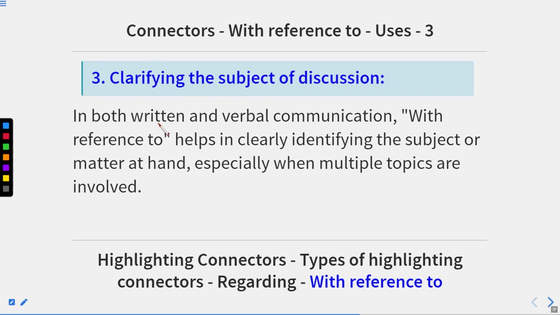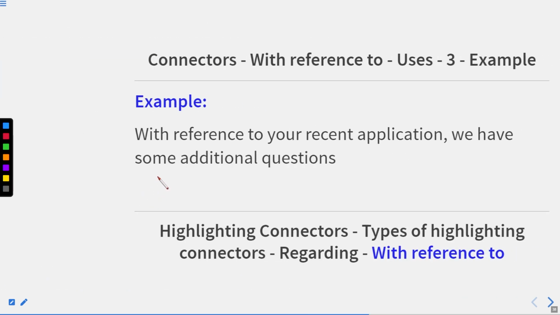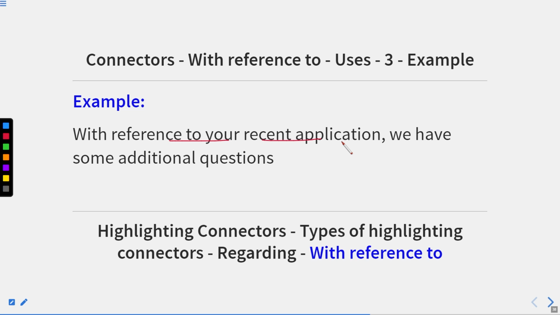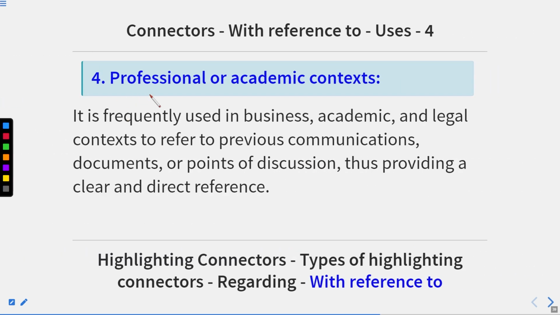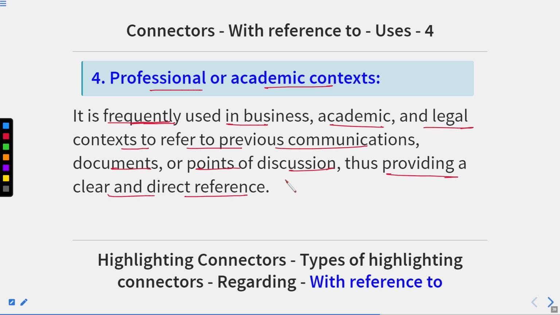Clarifying the subject of discussion. In both written and verbal communication, with reference to helps in clearly identifying the subject or matter at hand, especially when multiple topics are involved. For example, with reference to your recent application, we have some additional questions. Professional or academic contexts. It is frequently used in business, academic, and legal contexts to refer to previous communications, documents, or points of discussion, thus providing a clear and direct reference.